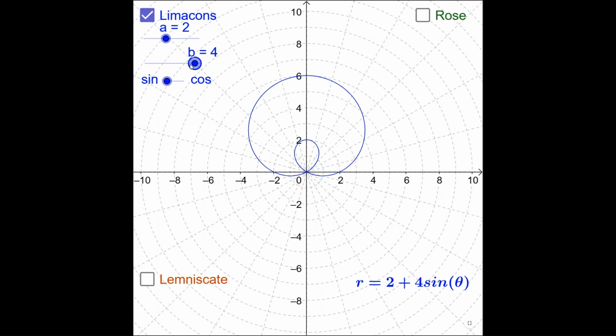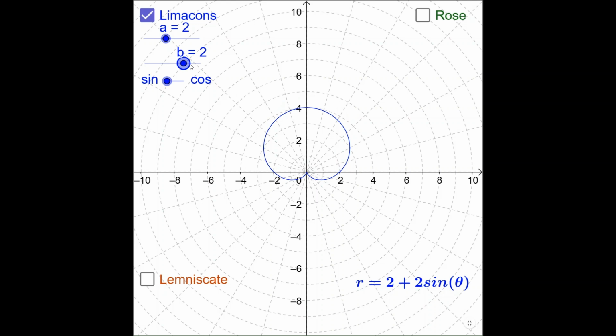What happens if I make it r equals 2 plus 2 sine theta? Notice that the inner loop just disappeared. The overall outer loop is still there. We've just lost that inner loop. And so this particular graph, you might think it kind of looks like a heart. And so we call this a cardioid. That root word comes from heart. So we have a cardioid.